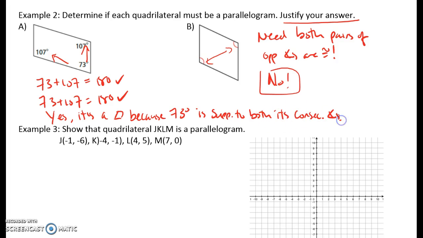All right, so again, 73 is supplementary to both its consecutive angles, so yes, it's a parallelogram. No, because we need to know both pairs of opposite angles are congruent.